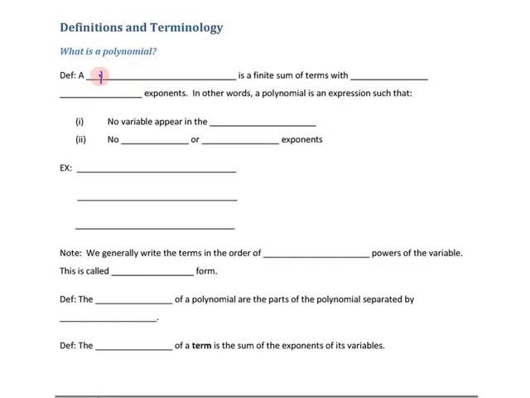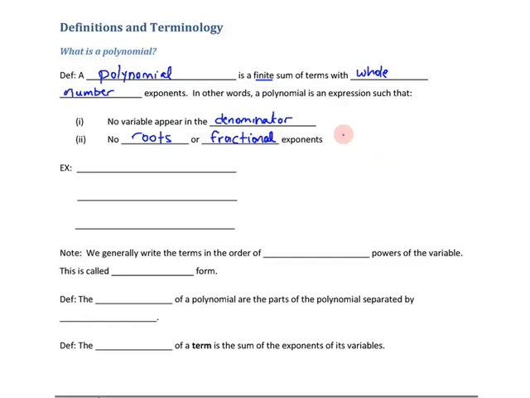Strictly speaking, a polynomial is a finite sum of terms with whole number exponents. In other words, a polynomial is an expression such that no variable appears in the denominator and there are no roots, or equivalently, there are no fractions in the exponents. There are no fractional exponents.